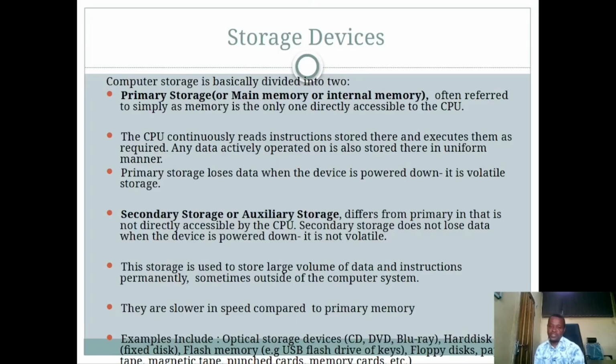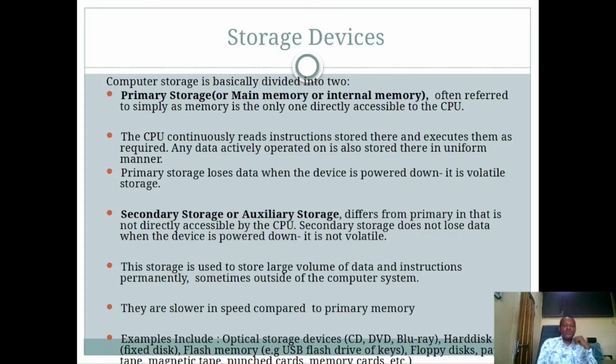Secondary storage does not lose data when the device is powered down, so it is not volatile. Anything that is not volatile is otherwise called non-volatile. That means that it is not volatile, whereas the primary storage is a volatile storage.